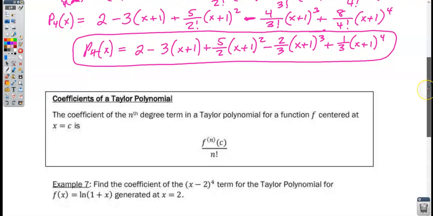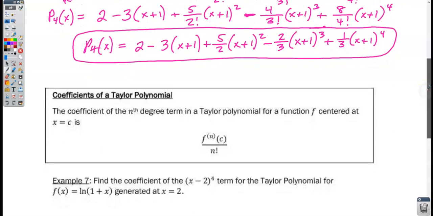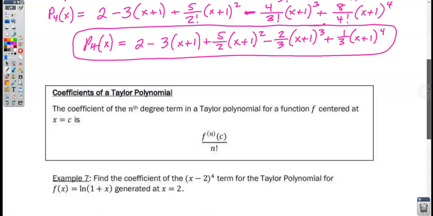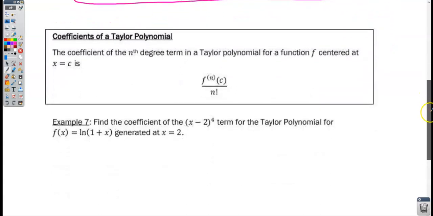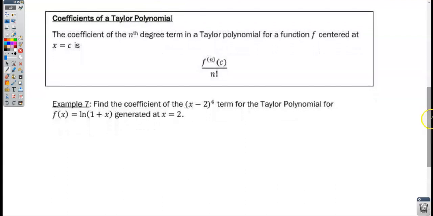And so if I'm asked for one particular coefficient, I don't need to find all of the other coefficients along the way. I can just go ahead and find the one that I'm looking for. For instance, in example 7 here, find the coefficient of the quantity x minus 2 to the 4th term for the Taylor polynomial for f of x equals natural log of the quantity 1 plus x generated at x equals 2. Okay, so 2 is our center, and we're finding it for the 4th power term, which means we're looking for the 4th derivative of f at 2 over 4 factorial as our coefficient.